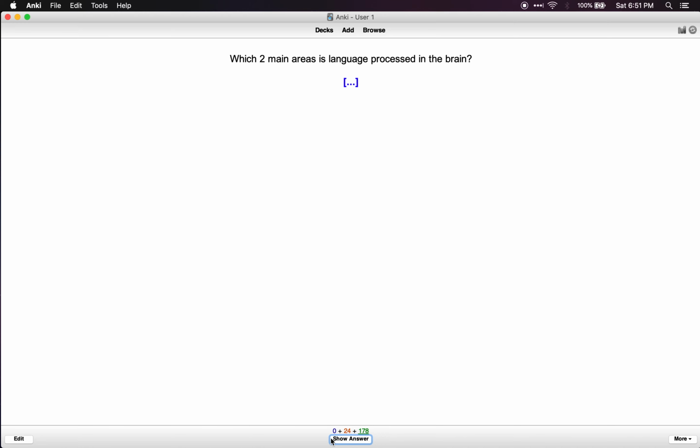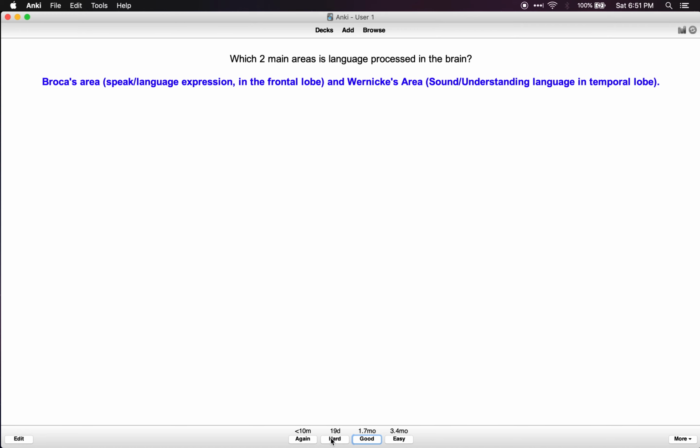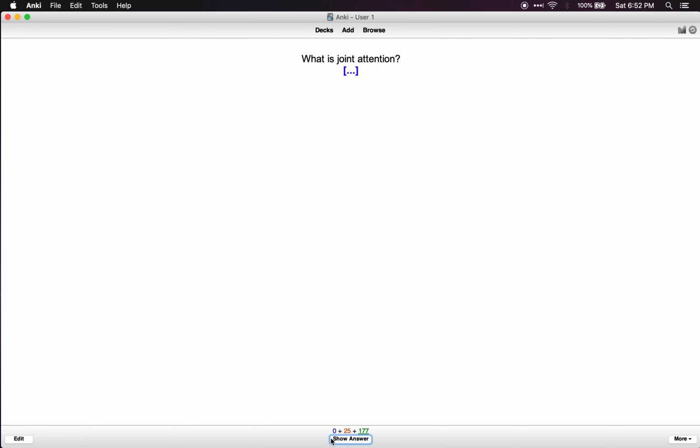What are the two main areas of language? Wernicke's area and Broca's area. Broca's area is for speaking language, in the frontal lobe. Wernicke's area is for understanding language sounds, in the temporal lobe. What is joint attention? Two people paying attention to the same object.